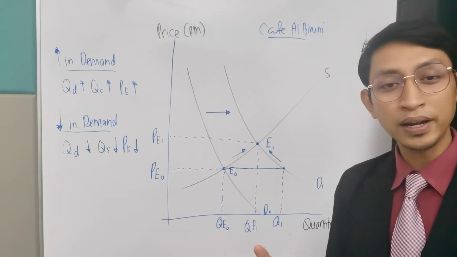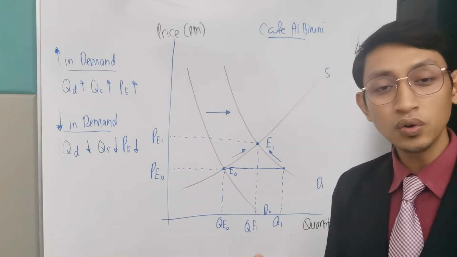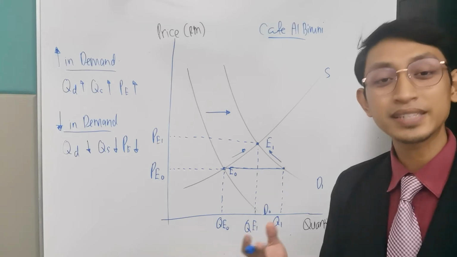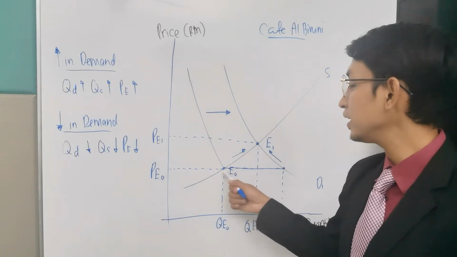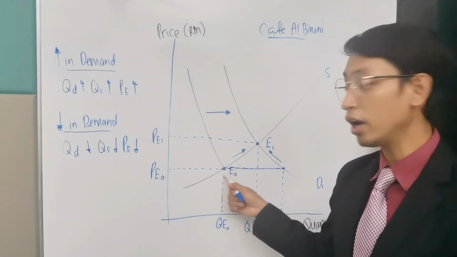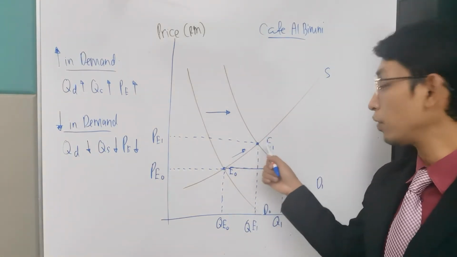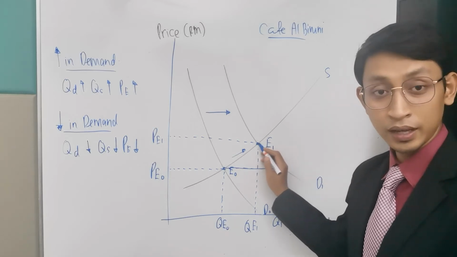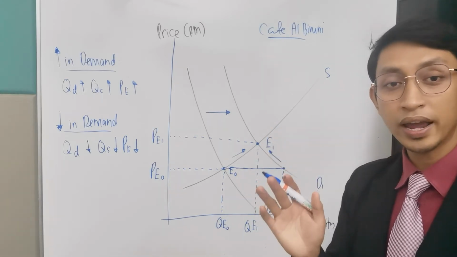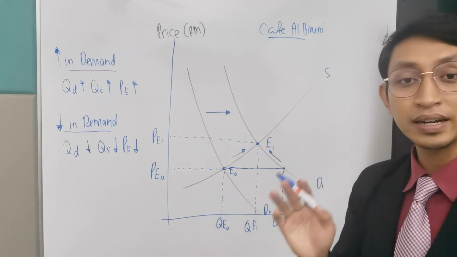Okay. So now what happened? We are going to have the new market equilibrium established in the market. Previously, this is our market equilibrium, E0. Now, we have another new equilibrium that we call E1 here. So that's what's going to happen when we have an increase in demand.